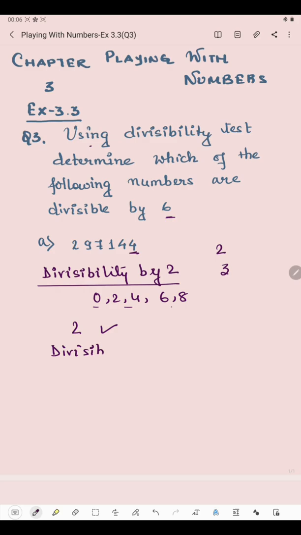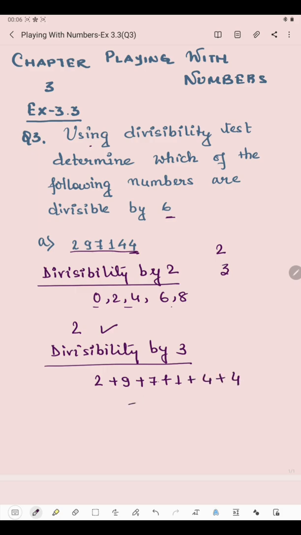Now divisibility by 3. According to the divisibility rule, we will have to find the sum of the digits. Like here 2 plus 9 plus 7 plus 1 plus 4 plus 4. If the sum of the digits comes in 3's table, or is a multiple of 3, then the given number will be divisible by 3. So 9 plus 2 is 11, 11 plus 7 is 18, 18 plus 1 is 19, 19 plus 4 is 23, 23 plus 4 is 27, and 27 comes in 3's table.